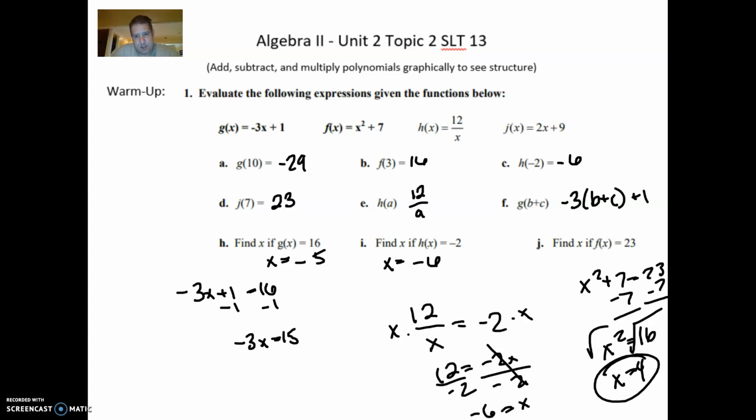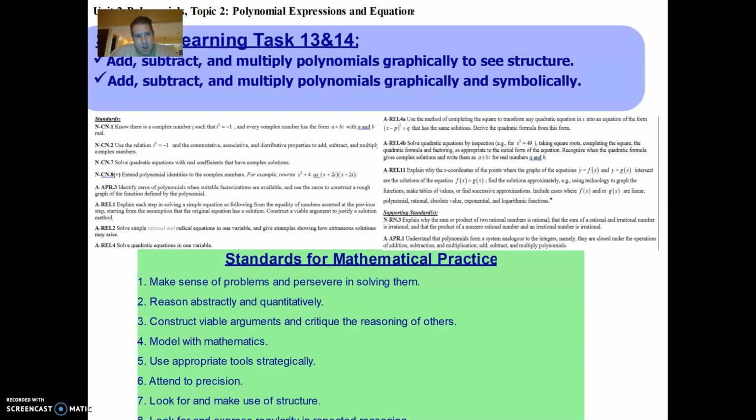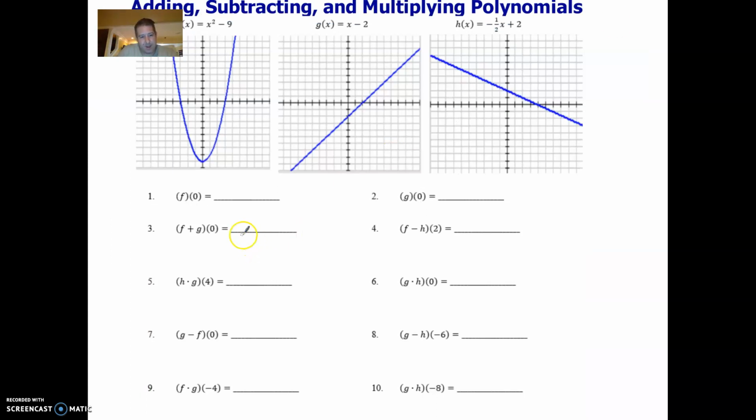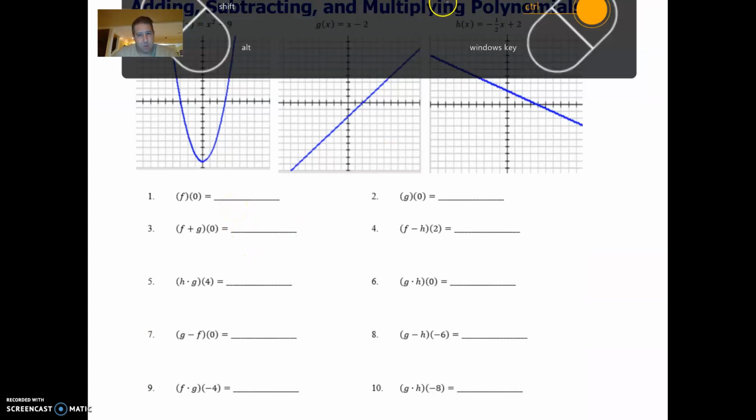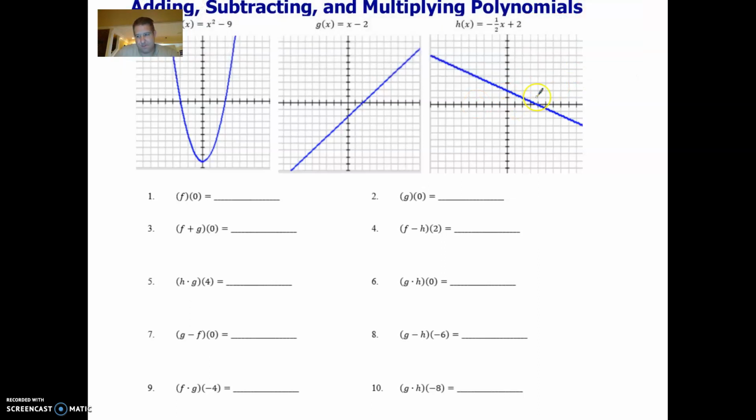All right, let's keep it moving. We're going to be doing kind of the exact same thing I just showed you a second ago, only we're given the graphic.